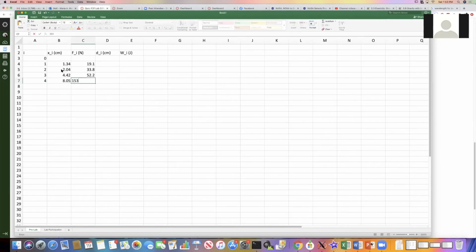Okay, so this quantity DI here, remember, that's the incremental distance between the previous measurement and where you took the measurement that we're working on here.